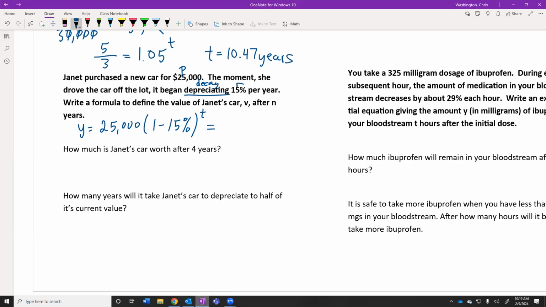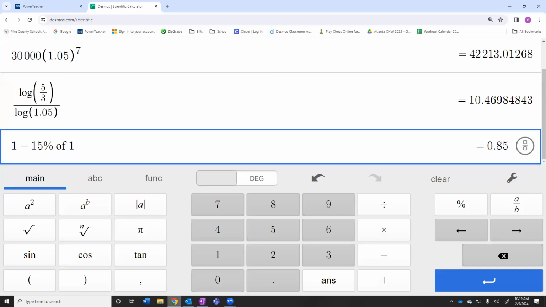So we get 25,000 times 0.85 raised to the t. This 0.85 number, we do not want to round that at all. Even if our calculator gives us like 4, 5, 6, 7, 8 decimal places, we really don't want to round those. How much is Janet's car worth after 4 years? So we know the t value this time, so we get 25,000 times 0.85 raised to the t, but we do know that t is 4, so raised to the 4th power. We can type that in the calculator.